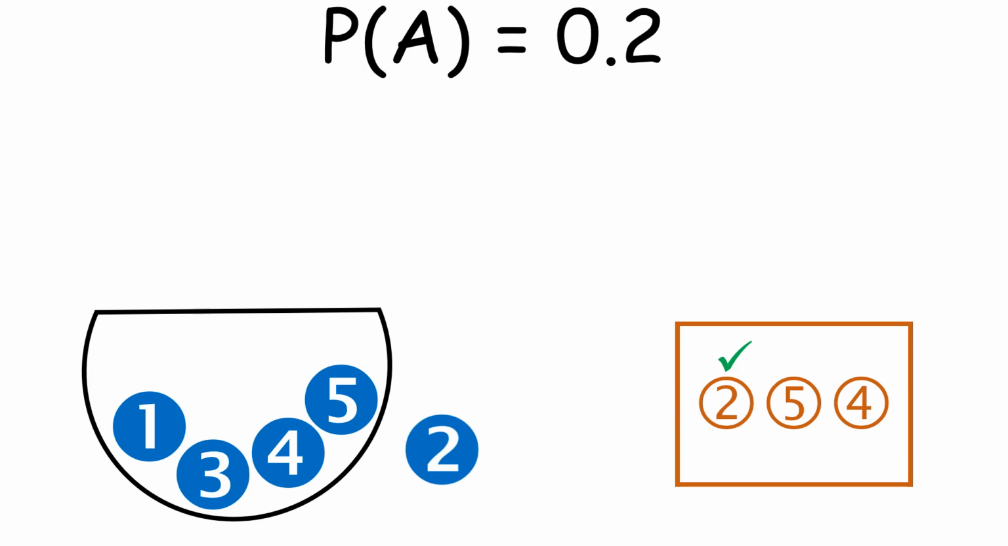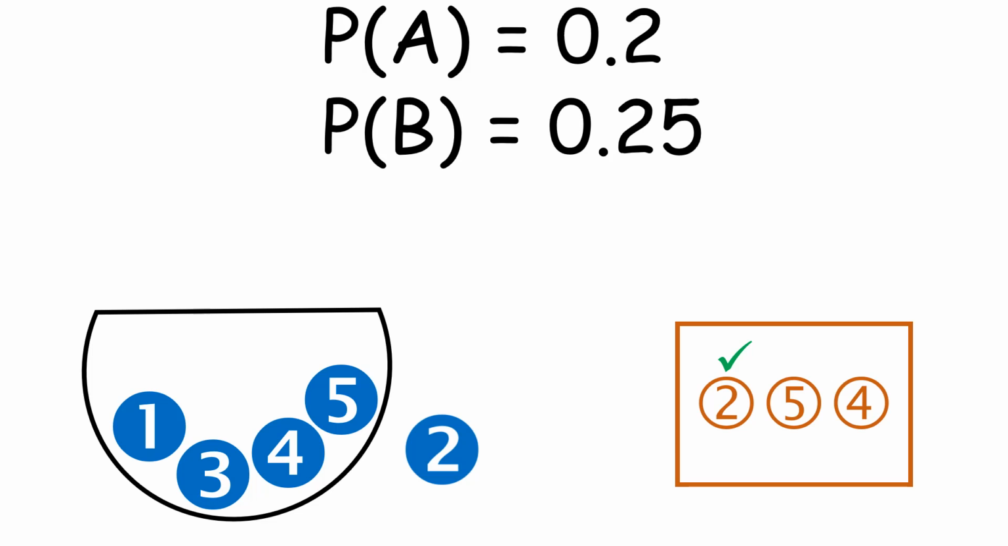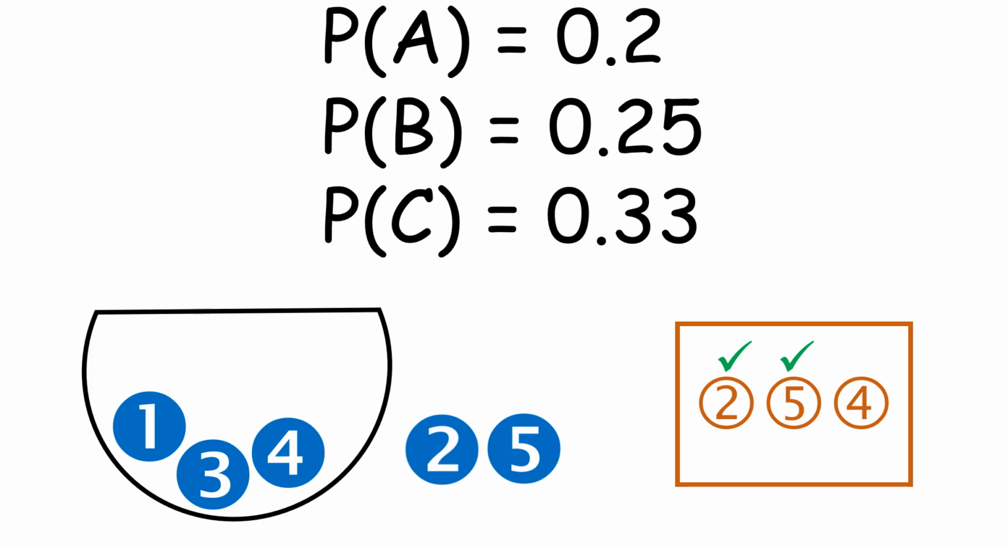But wait, the odds have changed. We've removed a ball from the bowl and not replaced it, so the probability of drawing a 5 is now 1 in 4, or 0.25. The next ball gets drawn, and you're in luck, it's a 5. Now your hopes for winning rely on the next ball being a 4, and the odds of that are now 1 in 3, or 0.33. Sadly, you're out of luck. The next ball is a 1.